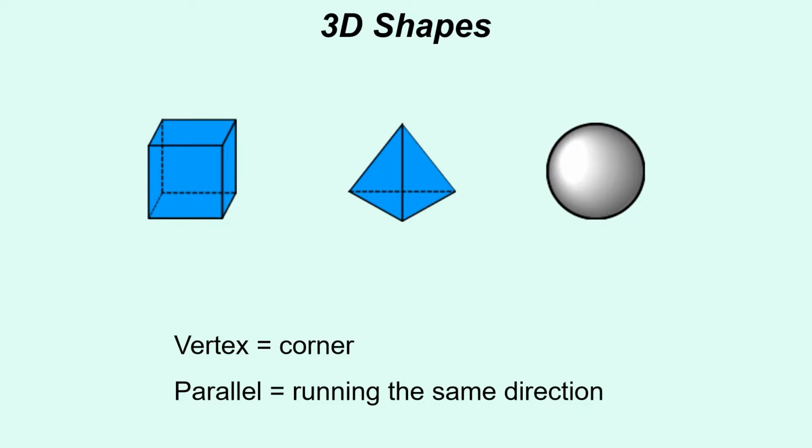Today we're going to be looking at three-dimensional shapes and some properties of 3D shapes. So we've got three examples here of three-dimensional shapes. We've got a cube to start us off.